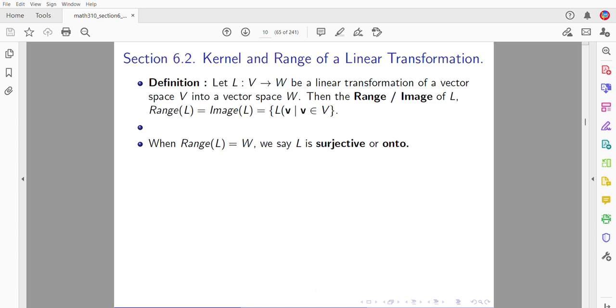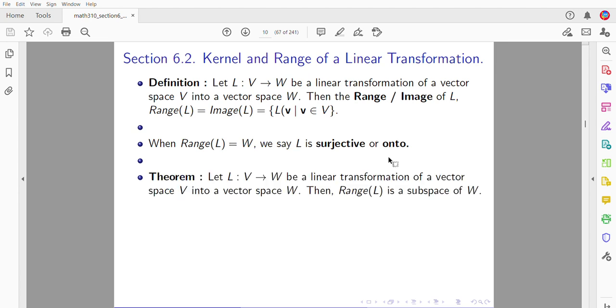Welcome back. So let's recall, given a linear transformation L from V to W, the range or image of L is the set of all the images of L for every vector in V. When the range is equal to the right hand side vector space, we say L is surjective or onto.